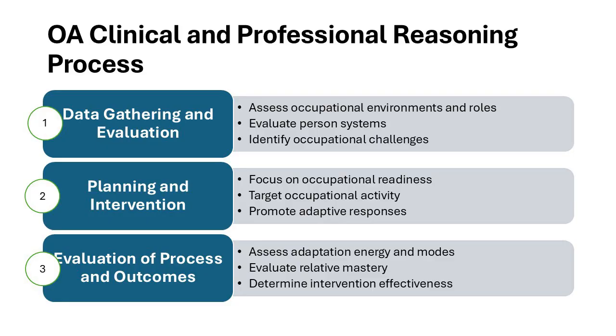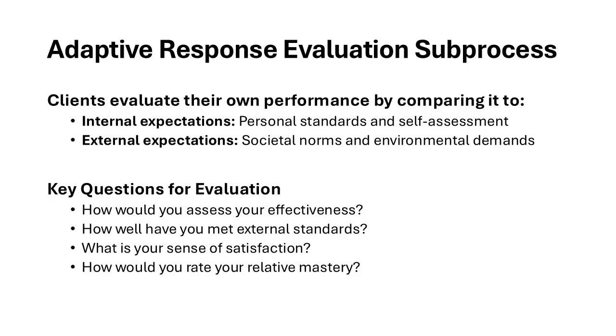Okay, let's zero in on relative mastery then. It comes out of the adaptive response evaluation sub-process. How does that work? So after the person makes an occupational response, they evaluate it, and they judge it against two things. Their own internal expectations, like their personal standards for how they should have done, and external expectations, societal norms, or what others might expect in that situation. So it's both personal and social judgment. Exactly. And the outcome of that whole evaluation process is their perceived relative mastery.